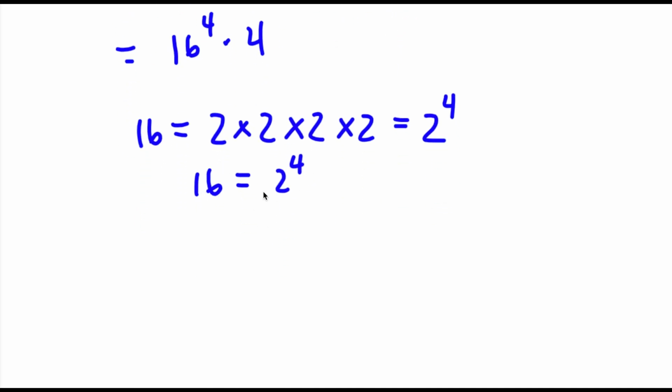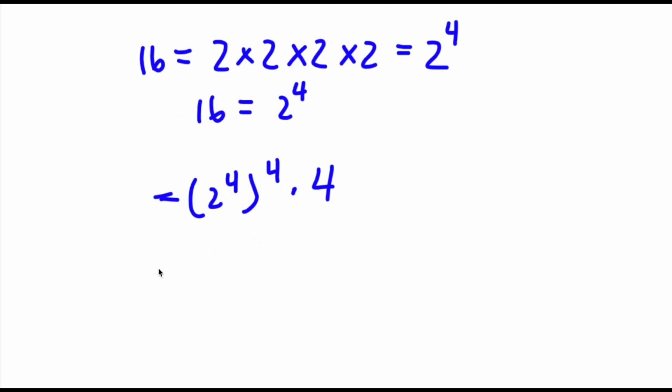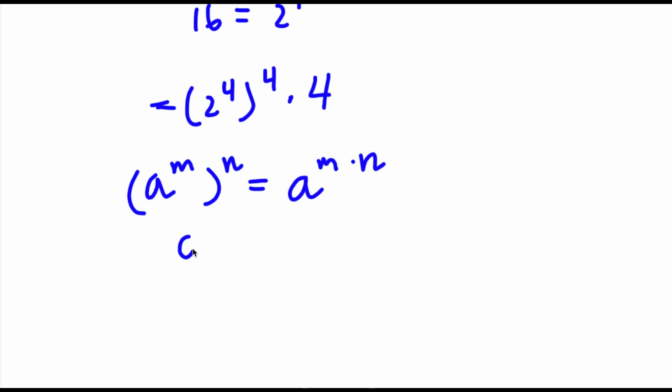So now, if I substitute in 2 to the power 4 for 16 in this problem, I get 2 to the power 4 to the power 4 times 4. Now, if I have something in the form a to the power of m to the power of n, this is equal to a to the power of m times n. So 2 to the power 4 to the power 4 here, we can think of a as 2, m as 4, and n as 4 as well. So this would equal a to the power of m times n. So in this case, 2 to the power of m, 4 times n, 4.